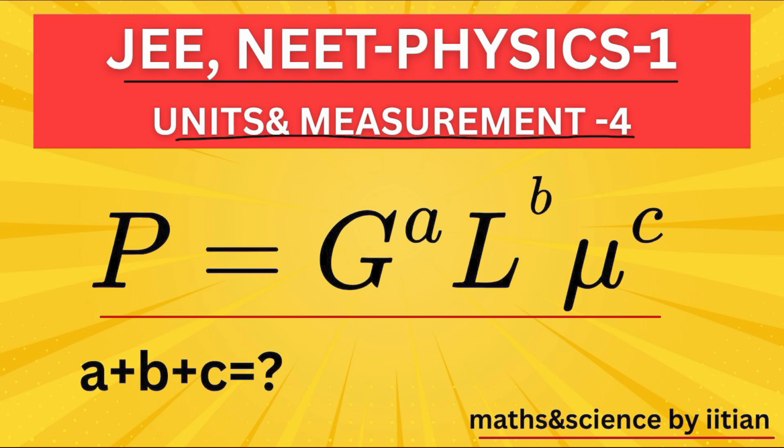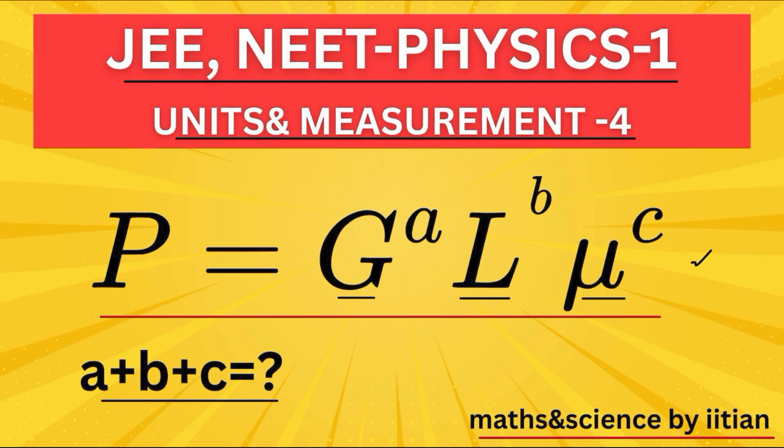I have already released 3 lectures on units and measurements and dimensions. This is the 4th lecture. In this, what we have to find out is what is A plus B plus C if the units are changed. Pressure, instead of in MLT, the dimensions are expressed as universal gravitational constant G, angular momentum L and viscosity, dynamic viscosity mu.